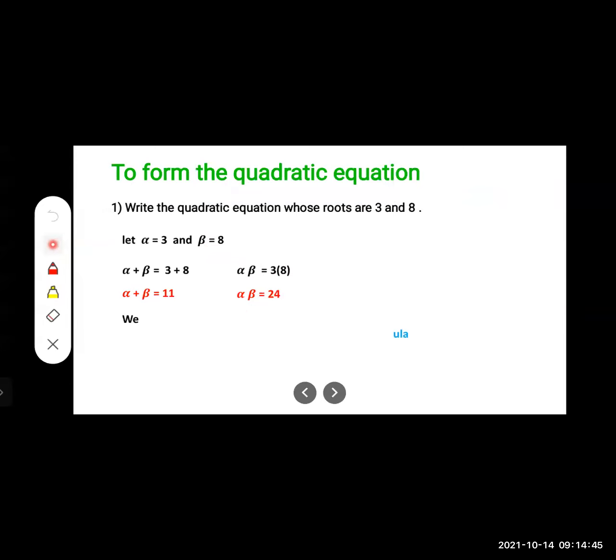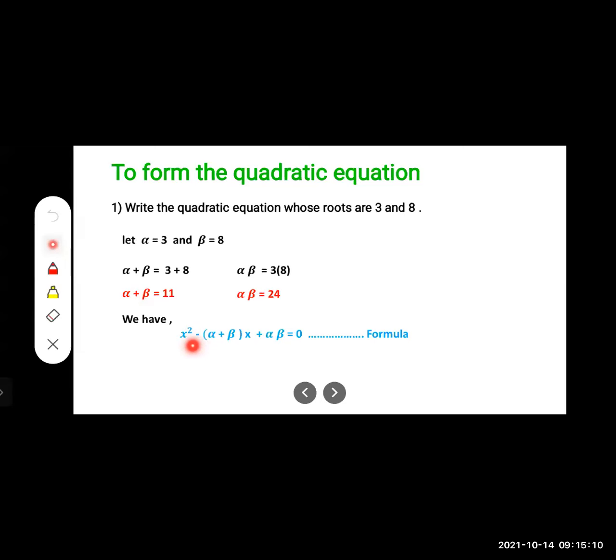Now what you have to do? We have x square minus alpha plus beta into x plus alpha into beta equal to 0. This is the formula. You have to learn this formula by heart. Okay, children? So once you know this formula, just substitute these two values, and you will get the quadratic equation. Is it clear, children? Okay. So x square already is here.